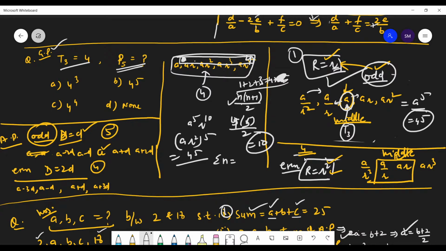Even if the terms are 6, it doesn't matter. You can move this side, A plus 5D and A minus 5D. Here also, even if the number of terms is 7, it doesn't matter: A plus 3D and A minus 3D. So students, this way you can always choose your terms. So this is what we have discussed till now.